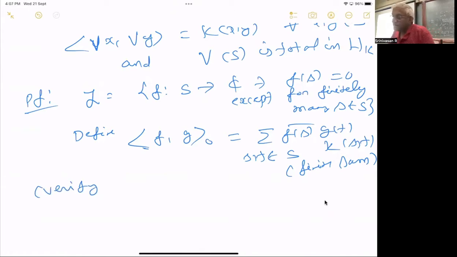And you have to verify this is a semi-inner product. There is nothing else to verify except positivity. If you take ⟨f, f⟩, it is positive because of the positive definiteness, so convince yourself. It's clearly conjugate linear in f, linear in g. If you take ⟨f, f⟩, that's going to be greater than or equal to 0 because of the positive definiteness of K. So it is a semi-inner product.